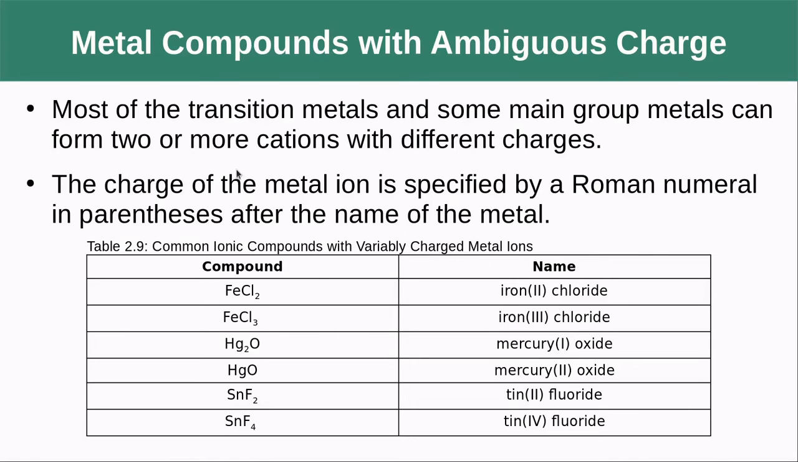So most of the transition metals and some main group metals can form two or more cations with different charges. The charge of the metal ion is specified by Roman numerals. So we need to be a little bit more specific when we're talking about the transition metals. Because iron can either be a +2 or a +3, when we're writing out the name, we give it these little Roman numerals to tell us what the charge is. So we know that this iron has a +2 charge when we say iron(II) chloride, and this iron has a +3 charge when we call it iron(III) chloride.